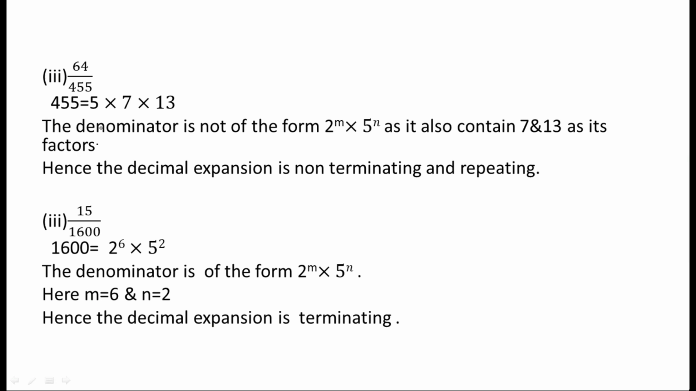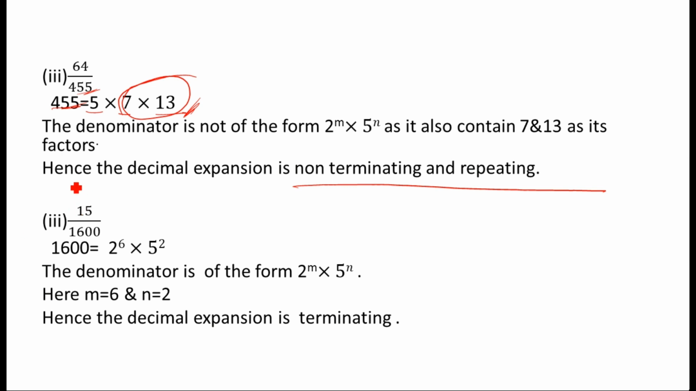Now, let's come to the third example. 64 upon 455. We can write 455 as 5 cross 7 cross 13. Its prime factorization is 5 cross 7 cross 13. Other than 2 and 5, 7 and 13 are also present in its denominator. Therefore, it is a non-terminating decimal expansion.